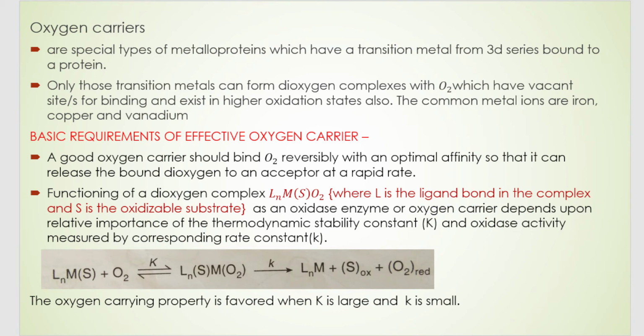So what are the two properties once again, students? One thing is it should be bound to oxygen in an optimal affinity so that it can release it whenever it is required and it can take up oxygen whenever it is required. And the second property is you should know the equation and how the two rate constant values should be there. The first rate constant value should be large and the second rate constant value should be small.